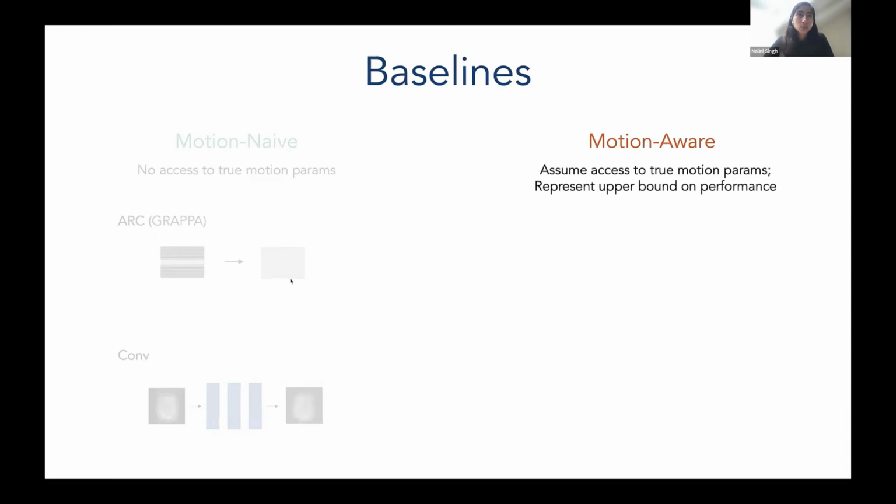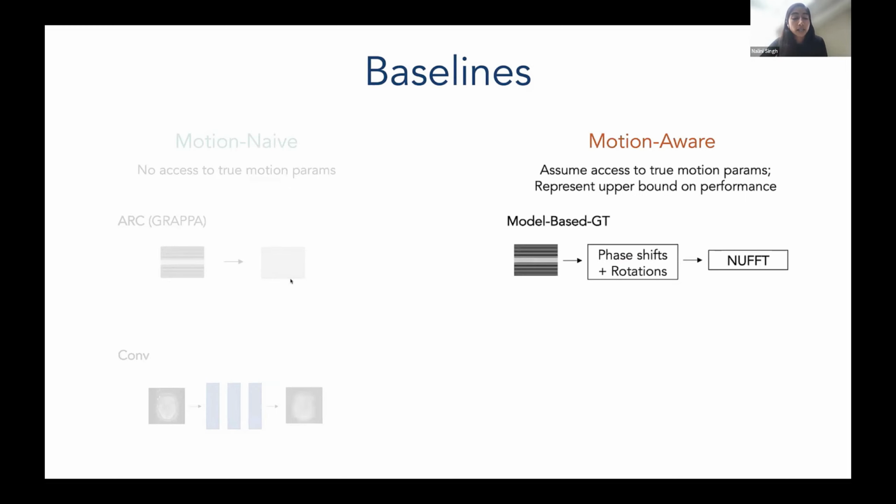We also have 2 baselines which are upper bounds for how well we expect to do. These I'll describe as motion aware baselines, which means that these methods both incorporate the true motion parameters in producing an estimate. So this isn't a realistic imaging scenario. We're just using this to get a sense of how close we are to the ceiling of our performance. The first of these I'll call model-based ground truth. You can think of this as another classical non-deep learning baseline. It takes the true motion parameters and applies the effects that you would expect based on those motion parameters to the data, and then uses a non-uniform Fourier transform to perform the reconstruction.